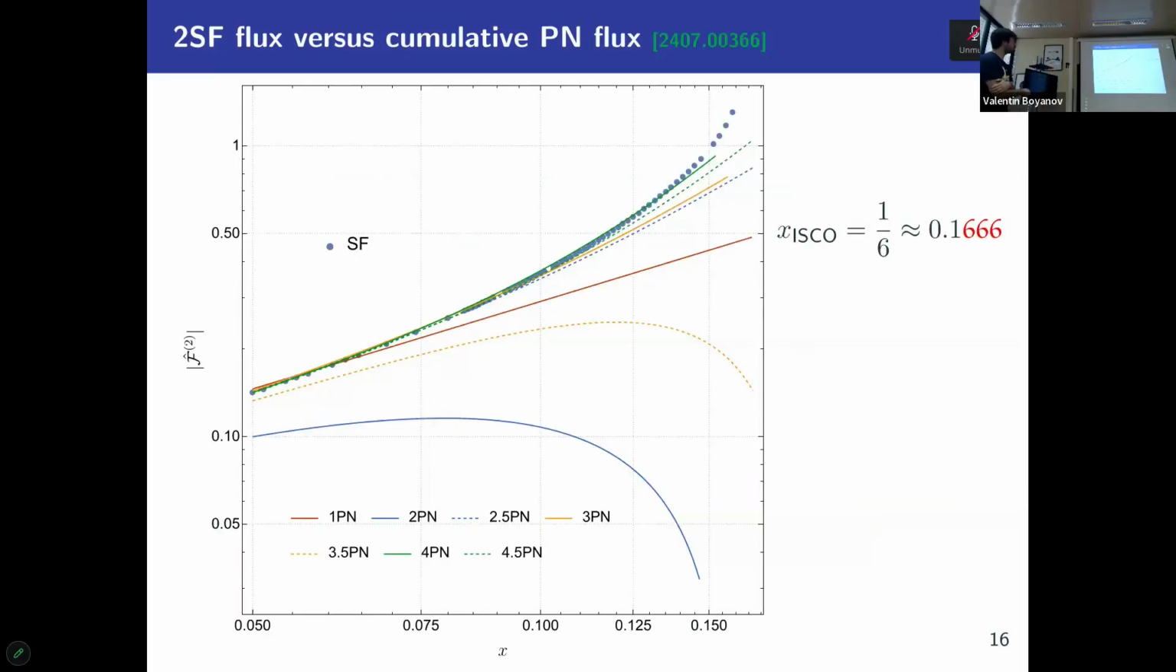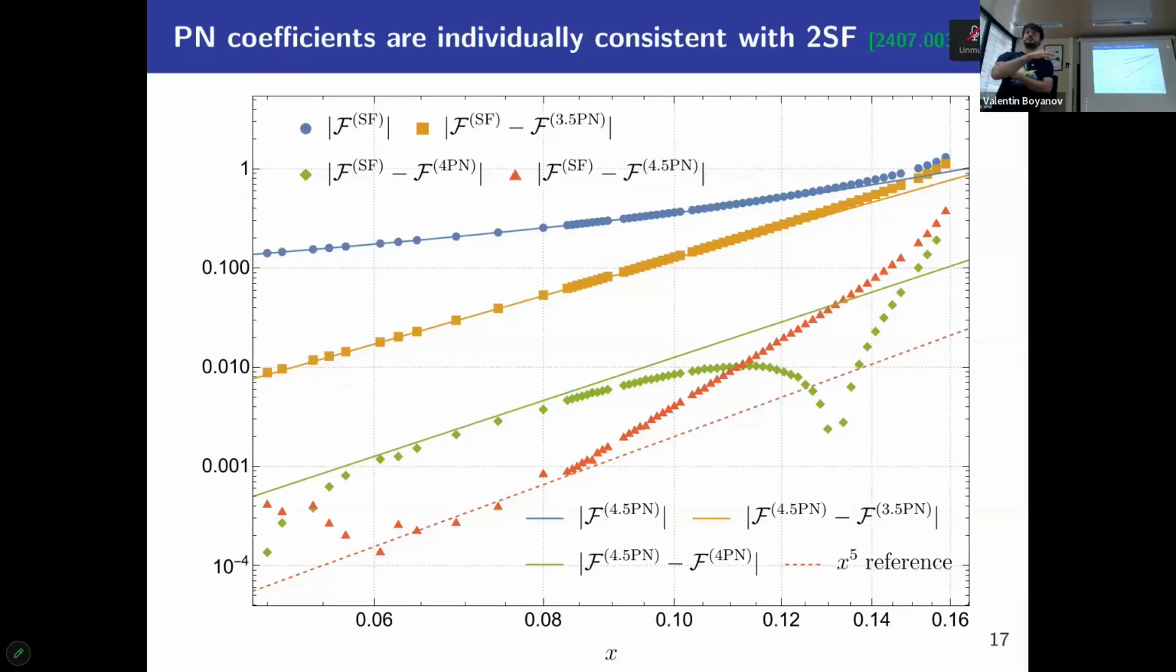So this is the first plot where I'm showing the second order piece of the flux. The dotted line is the self-force result, and here are the post-Newtonian results. At 1PN, you see it's performing moderately badly. To show you the oscillatory behavior of the PN expansion, at 2PN you see that it's performing much, much worse. And then with 2.5PN, it goes back, it performs very well, then it goes back down, up. But the two green curves are 4 and 4.5PN order, and it's starting to get very close. So globally, it agrees well, but we wanted to check coefficient by coefficient.